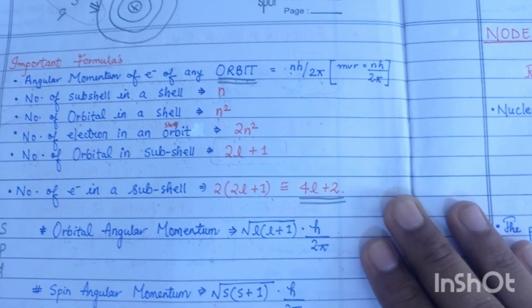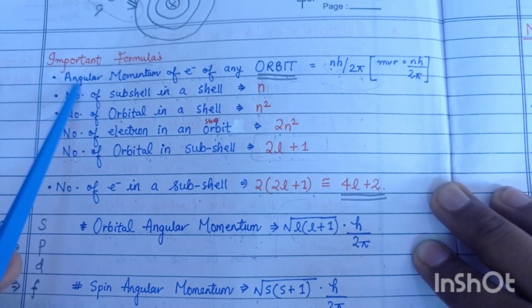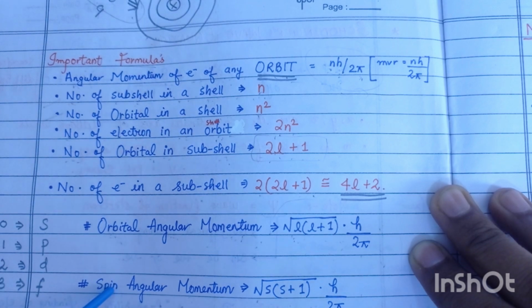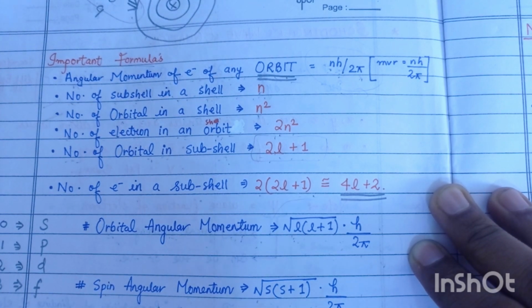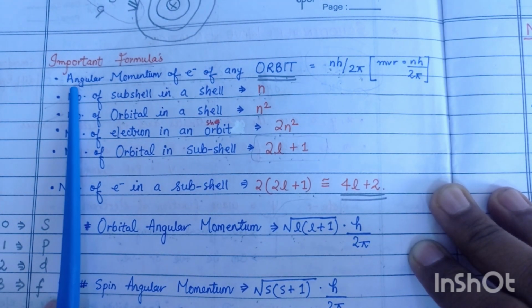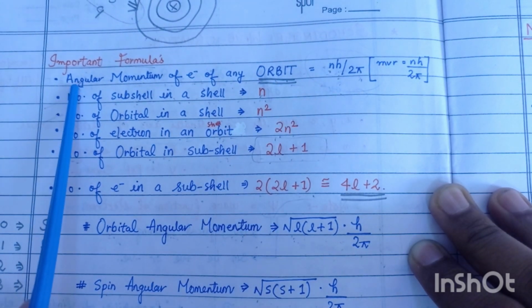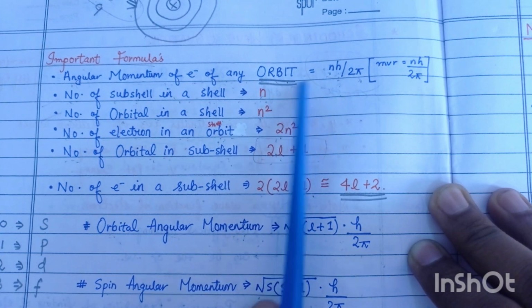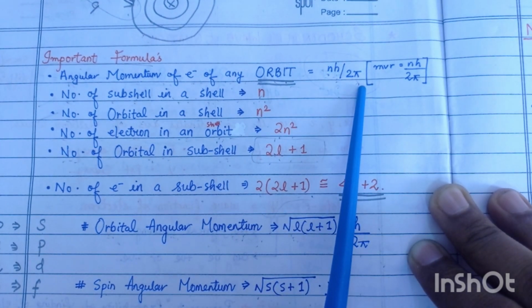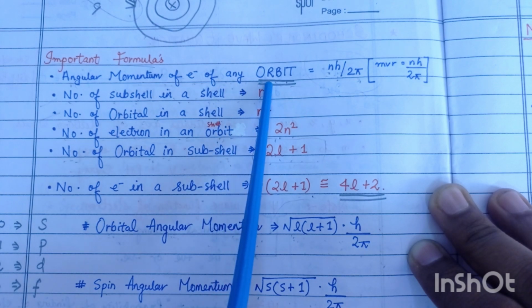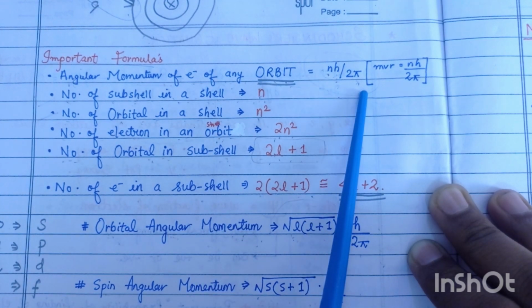Let's start. See here, my dear students, important formulas you must remember. By using all these important formulas, you can directly answer important MCQs and even your school examination questions. If the question asks to calculate the angular momentum of an electron of any orbit, not orbital, you can use the formula nh upon 2 pi, which is derived from Bohr's atomic model. Okay, mvr is equal to nh upon 2 pi. Angular momentum of an electron in any orbit is calculated by nh upon 2 pi.